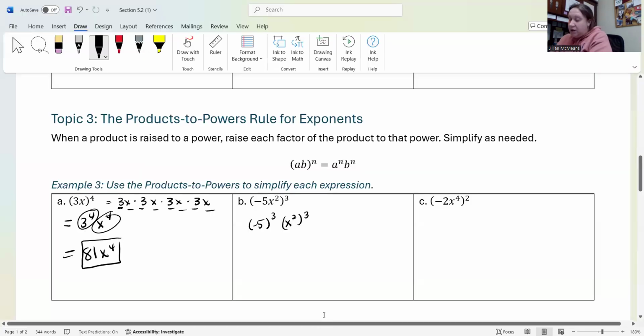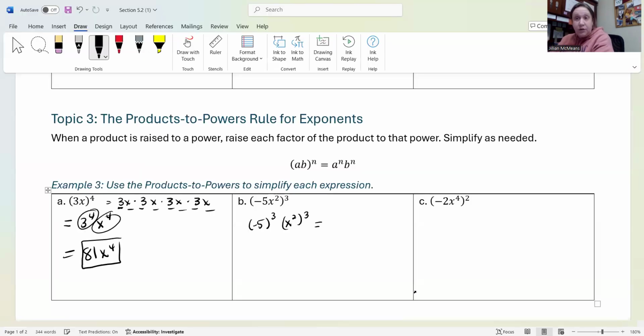Okay, so we know that negative 5 to the third power is negative 125. But now when we look at this variable portion, we have to use the power rule. Notice we have an expression with an exponent. So we have a little exponential notation expression, and that expression itself is raised to another power.